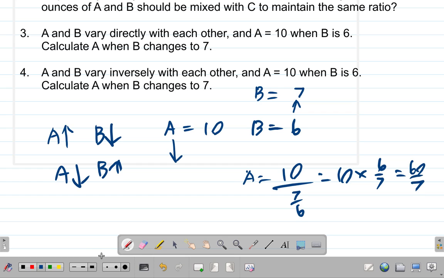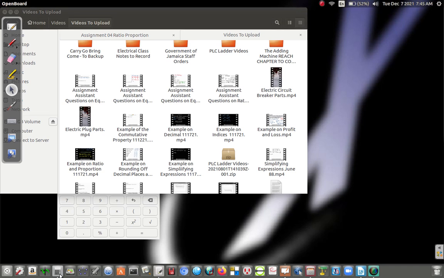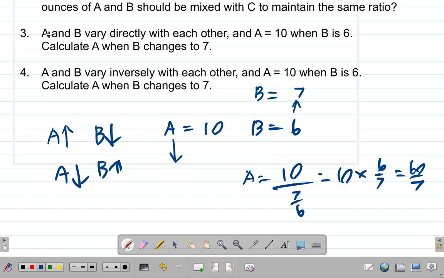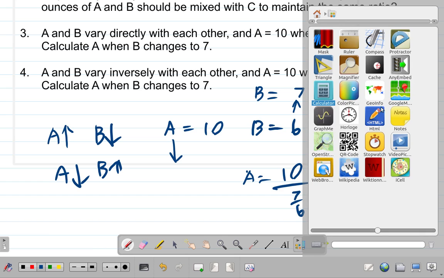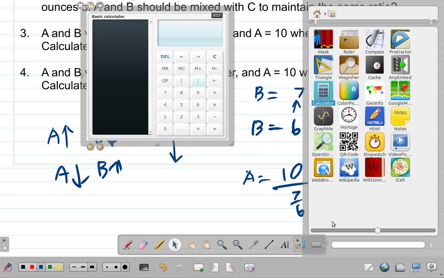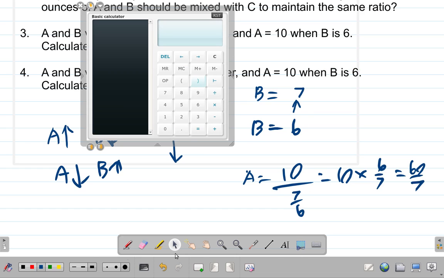I wonder if that old calculator is going to show up. It didn't show up. Anyway, I prefer to use this calculator regardless of the circumstances. But 10 divided by 7 over 6. Anyway, let's go on with this. I don't really like this calculator too much, but the other one is just not showing up on the same screen for some reason or another.